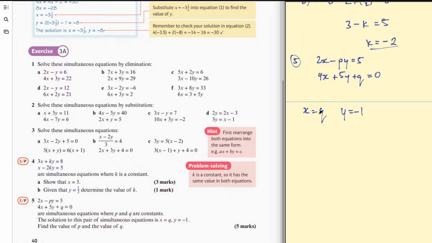Can we not just substitute these in? So for every x, can we not just say q? So if we substitute -1 for y, this will be 2q plus p equal to 5, and then 4q take 5 plus q is equal to 0. Could we not just do that, or have I done something wrong there?